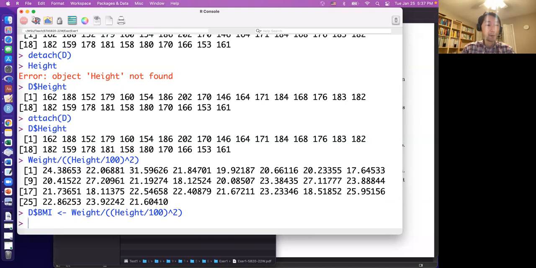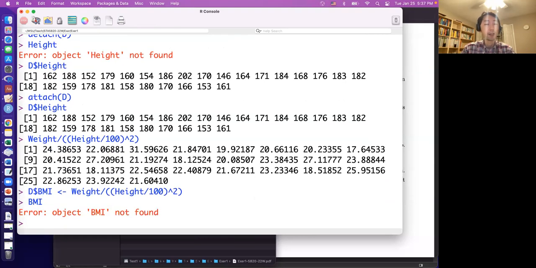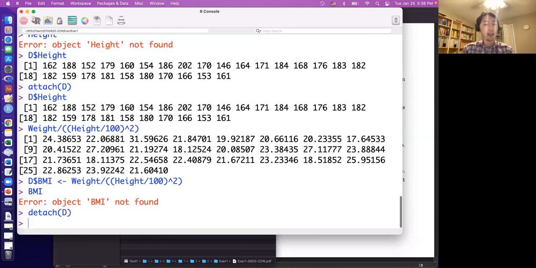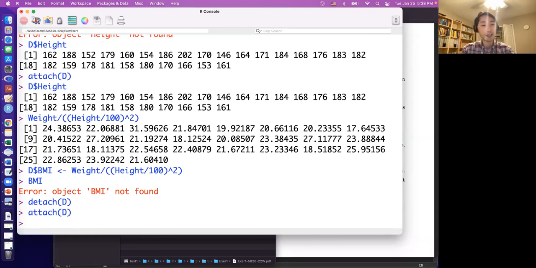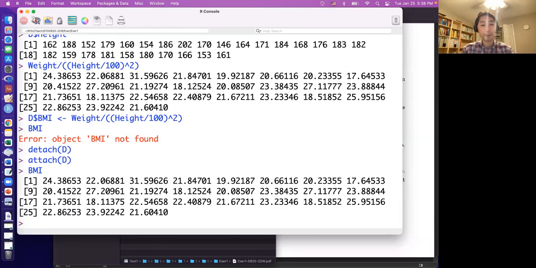So one complication is if you type BMI, you cannot access the dataset. Why? Because you attached D before you created BMI. So that means R still uses the old dataset D, which does not have the BMI variable. So the attach and the detach is so complicated. If you detach D, then attach D again, then you can see BMI, because we modified D and we attached the modified D.